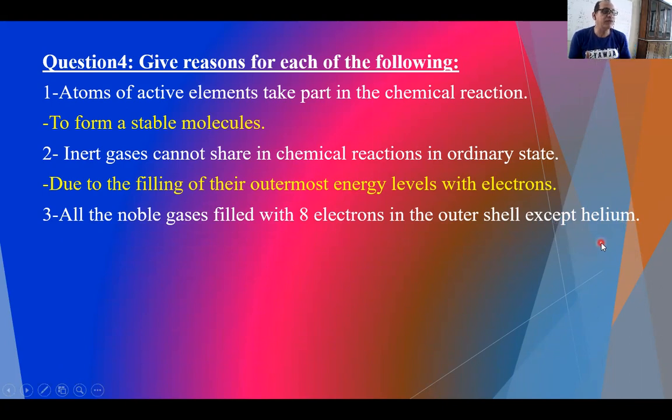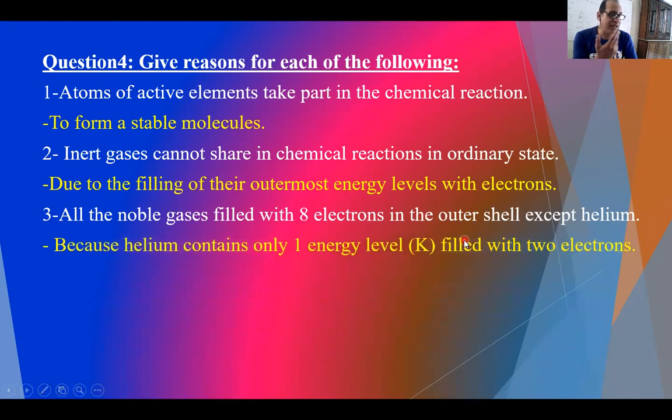Why doesn't helium have 8 electrons in the outermost energy level? Helium is actually 2, 4, meaning the atomic number is 2. It means the total number of electrons is only 2. So there is no 8 here. Because it has only 2 electrons filled in the first energy level K.